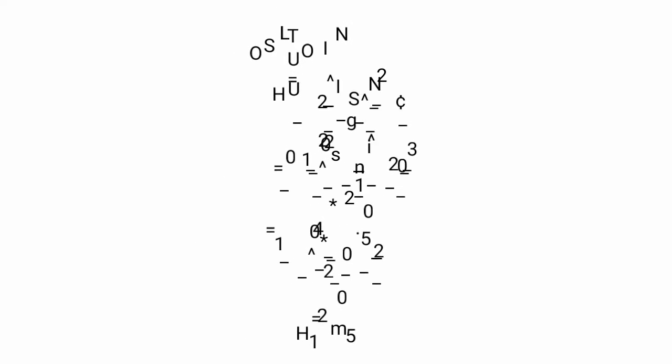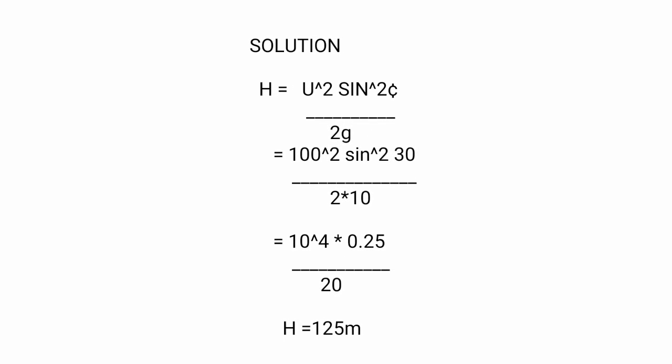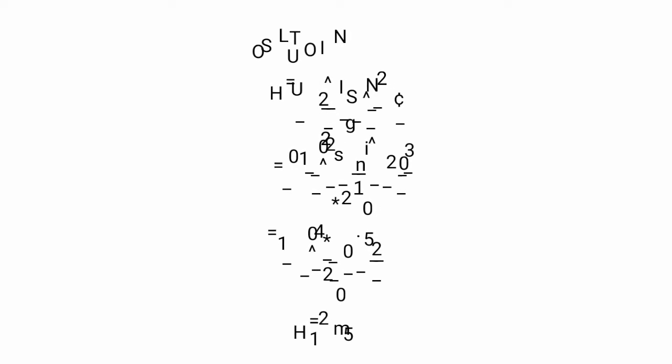We now simplify. What was our u and what was our g? g is 10. Our u is 100. Using indices, 100 squared will give us 10 raised to the power 4, times sine squared 30, which is the same thing as 0.25, all over 2 times 10, 20. By simplification, we have 125 meters.